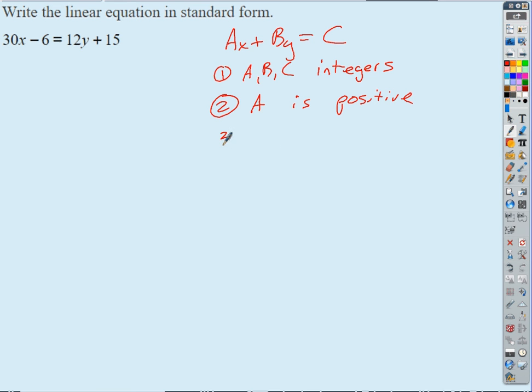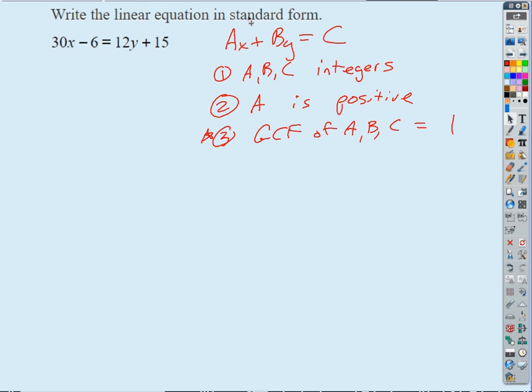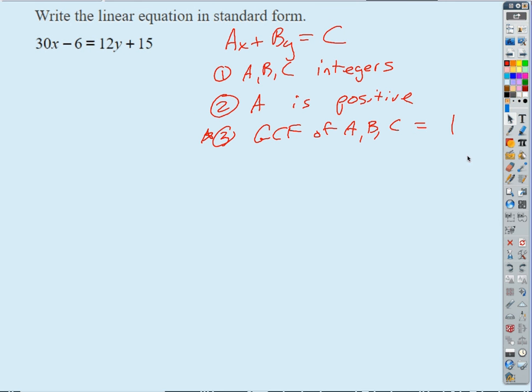And then probably the hardest one, what's the greatest common factor of A, B, and C? Has to be 1, okay. So we gotta do that stuff. We gotta rewrite this equation so it meets all 3 of those criteria. So the first one is, what does this look like? Well, we gotta have the x and y terms on the left and the constant on the right. And so what am I gonna do to make that happen?